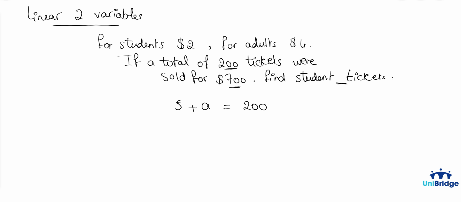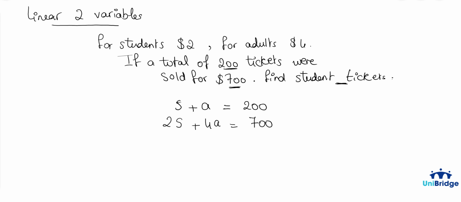We want something to represent the value. So each student ticket you sell for $2. So 2 multiplied by the number of student tickets. And each adult ticket you sell for $4. So this is going to give you 4A. And this is going to be the 700, the value. So the 200 is the quantity, the number of students and the number of adults. And the 700 is the value, which is price multiplied by quantity. So 2 multiplied by S plus 4 multiplied by A. Here this becomes a two equations, two unknowns problem that you can solve simultaneously.